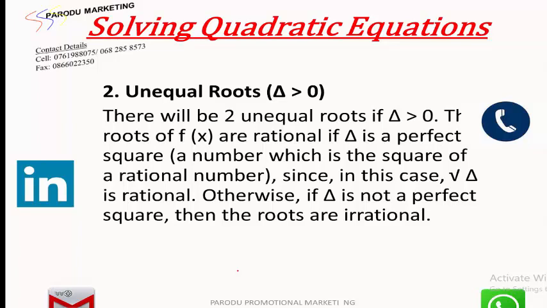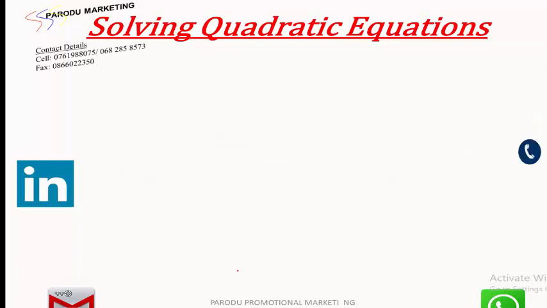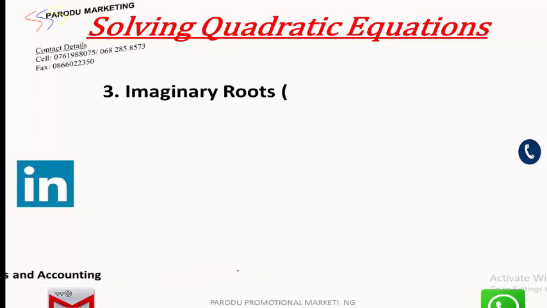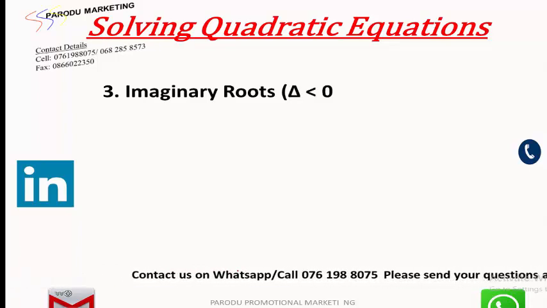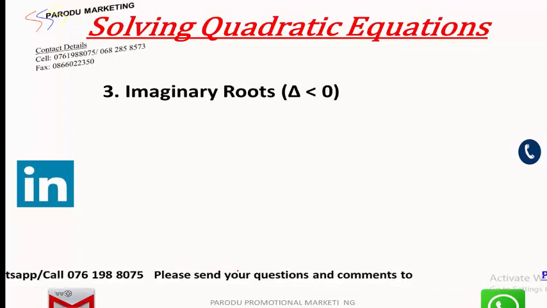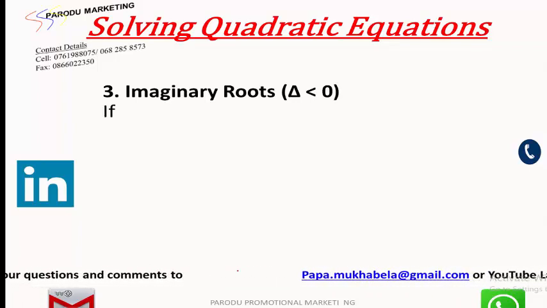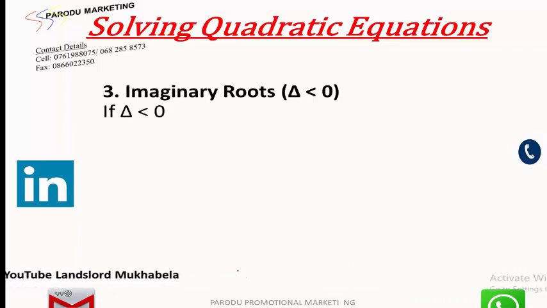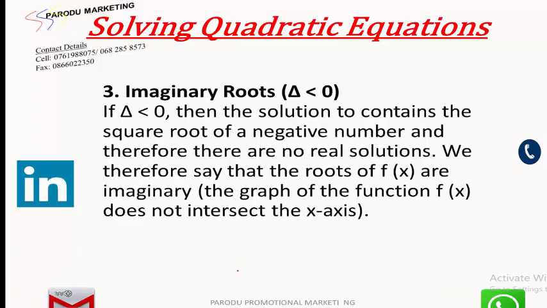Now, hopefully everybody understands that. Let's go now to our last but not least, imaginary roots. With imaginary roots, that's where your discriminant is less than 0. So when your discriminant is less than 0, we say that these are imaginary roots. And we'll look at the definition in more detail.